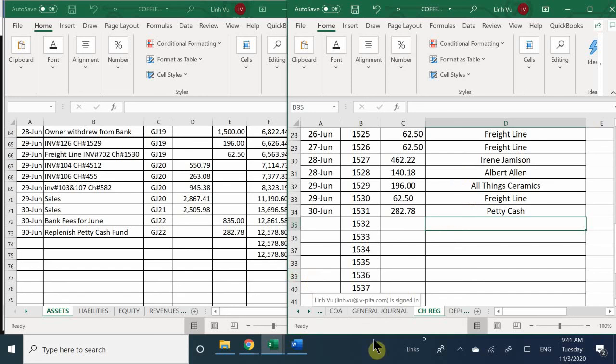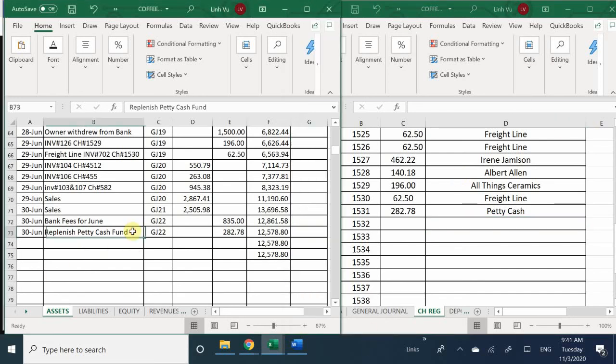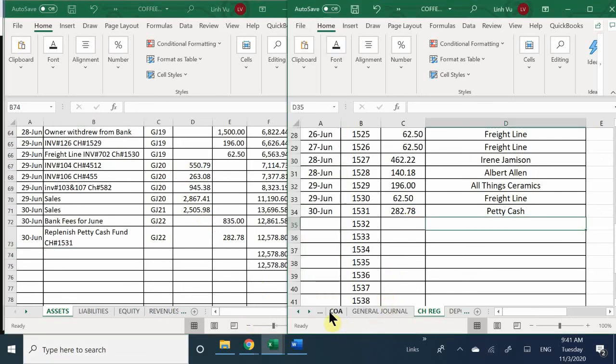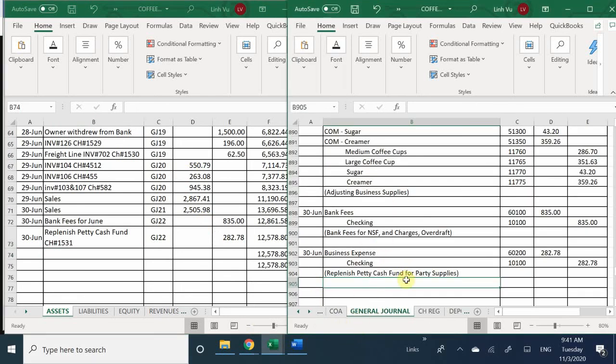Okay, so here I have a check number, 1531, so that could be something you can add here as well. Check number 1531. And I'm going to also update that in my journal as well. $15.31.